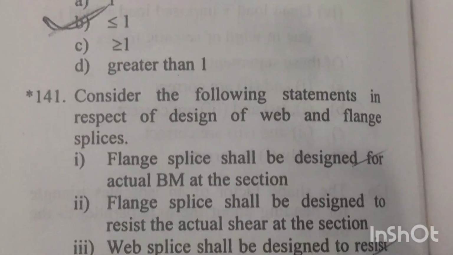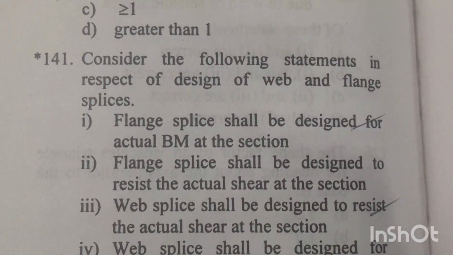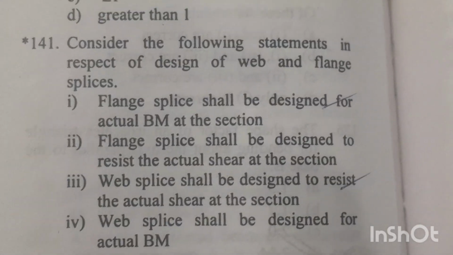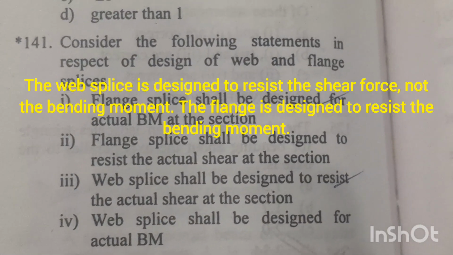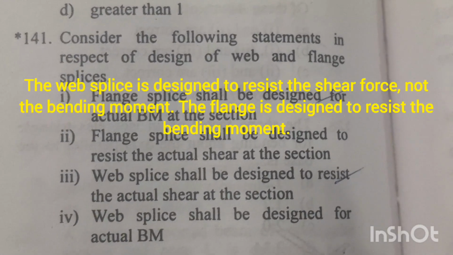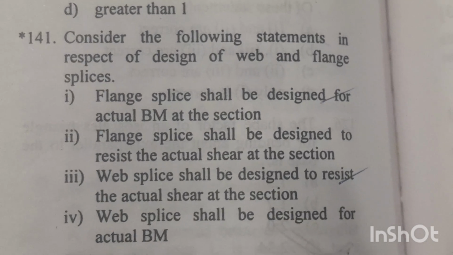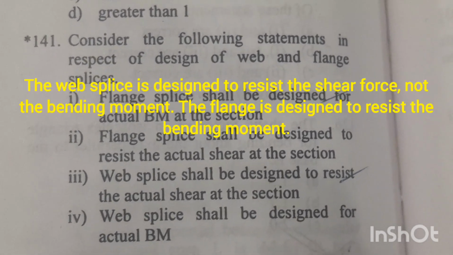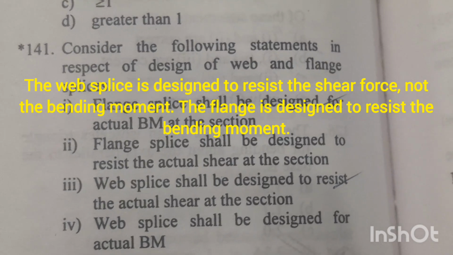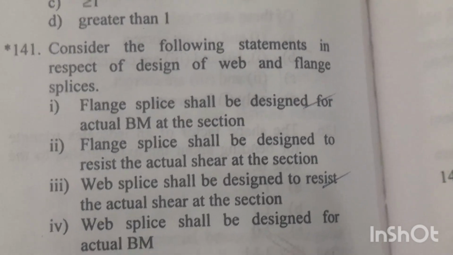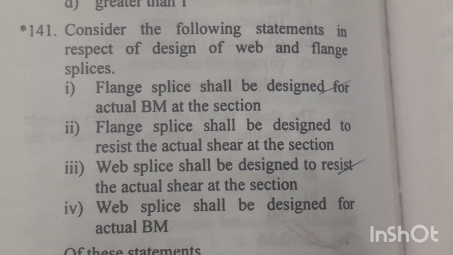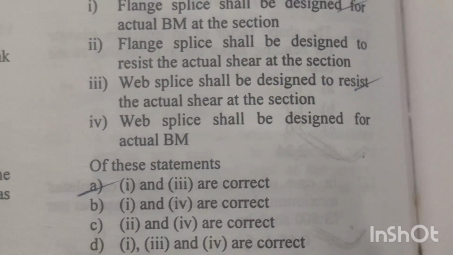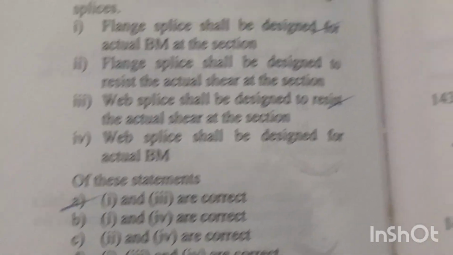Question number 141. Consider the following statements in respect of design of web and flange splices. Statement 1. Flange splice shall be designed for actual beam moment at the section. Right. Statement 2. Flange splice shall be designed to resist the actual shear at the section. No. Statement 3. Web splice shall be designed to resist actual shear at the section. Right. And web splice shall be designed for the actual beam moment. Wrong. So out of these statements only 1 and 3 are correct. Option A is right answer.